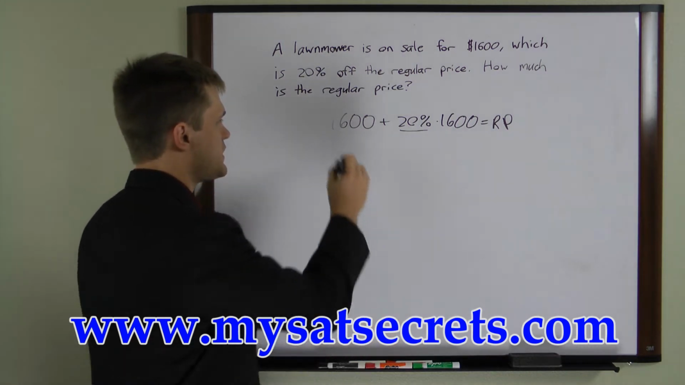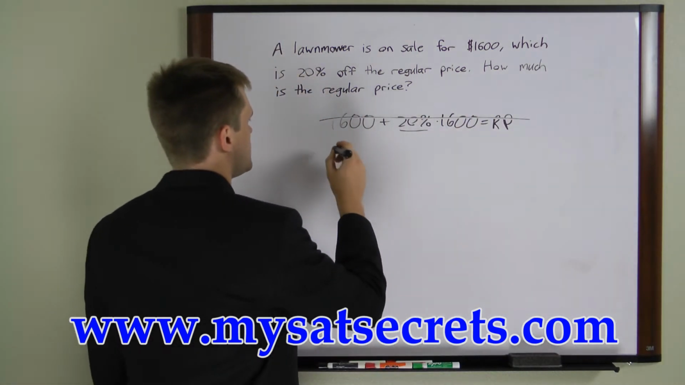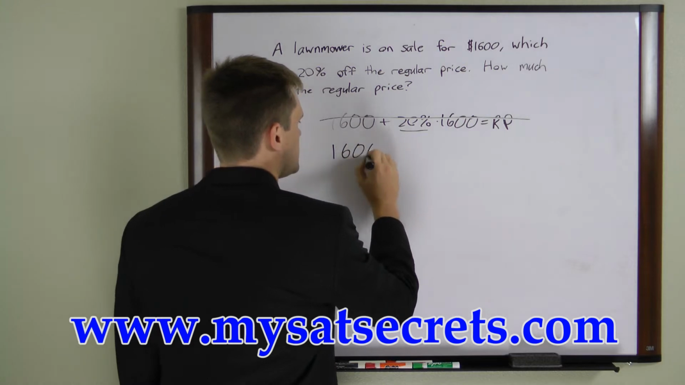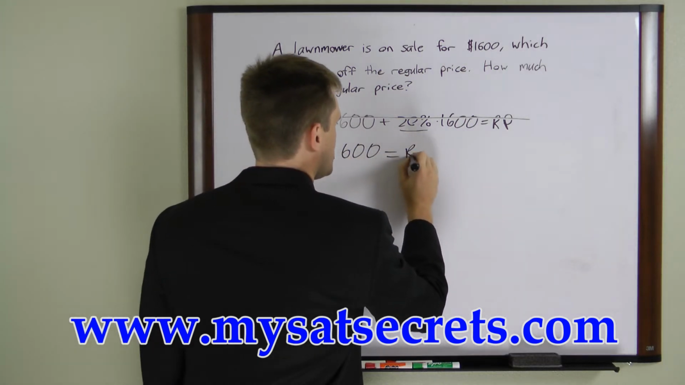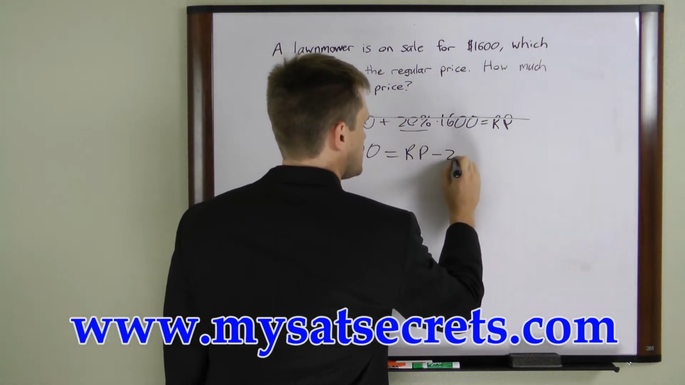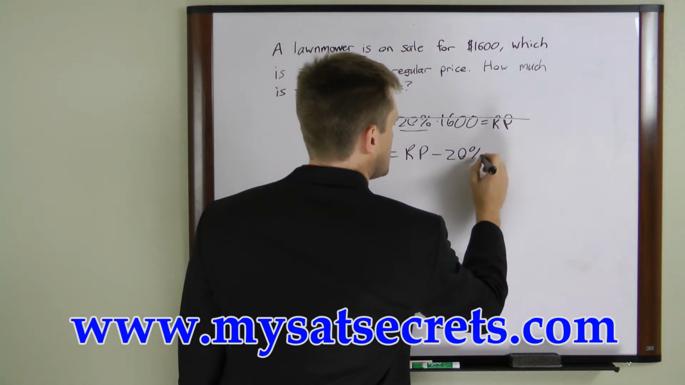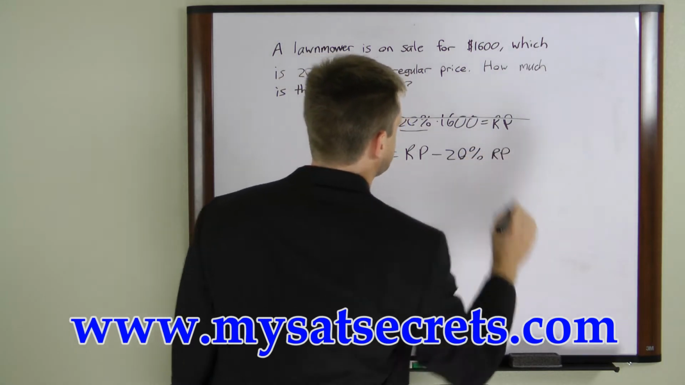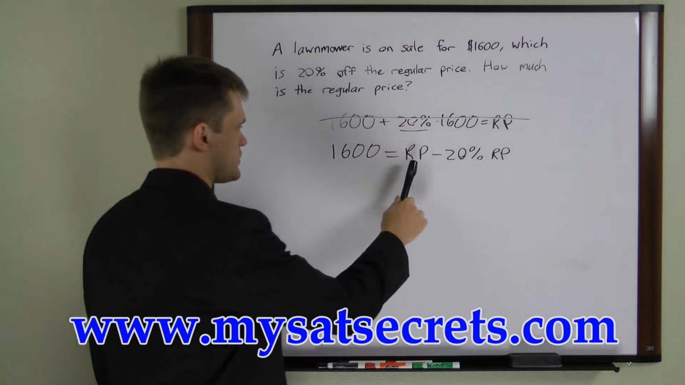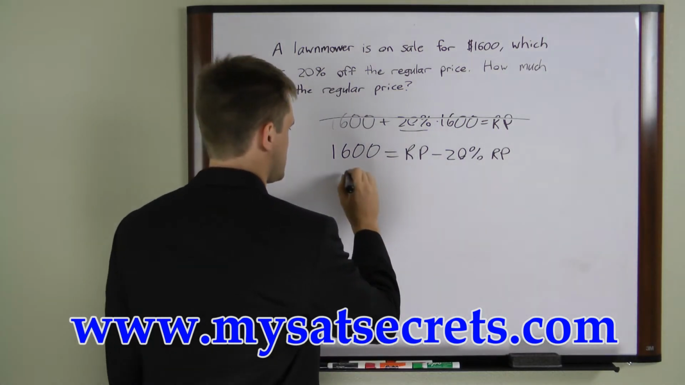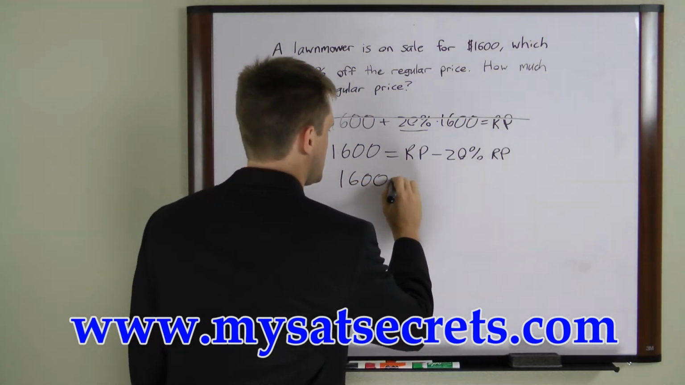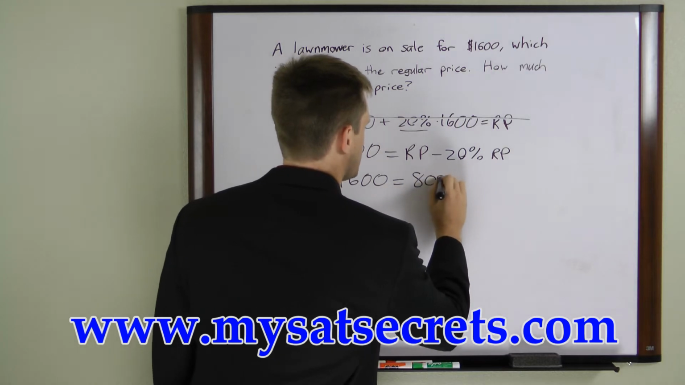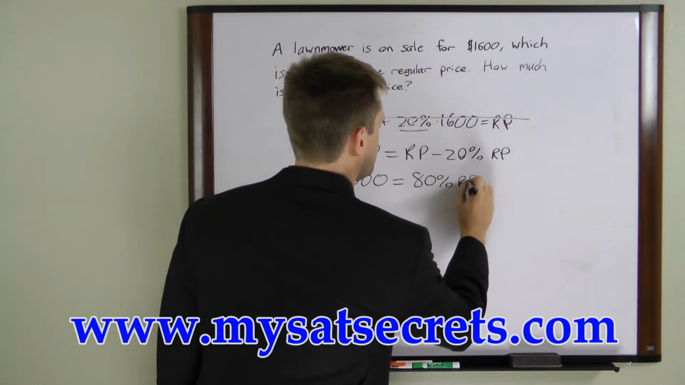So what you want to write instead is 1,600 equals the regular price minus 20% of the regular price. Or, since it's regular price minus 20%, you can just write this as 1,600 equals 80% of the regular price.